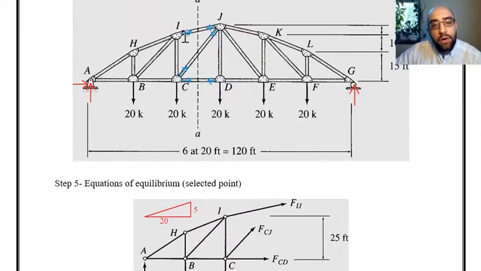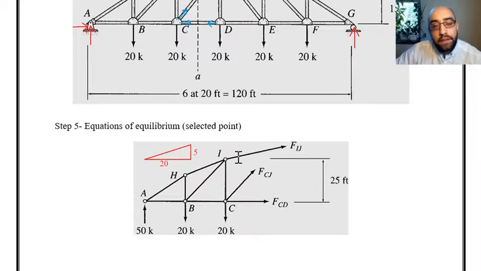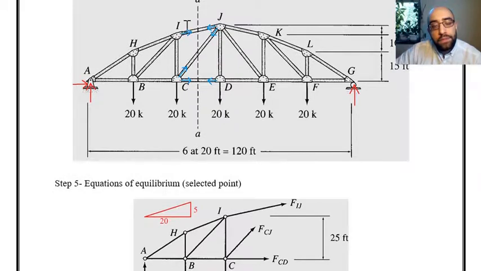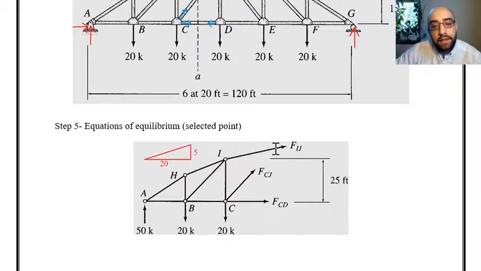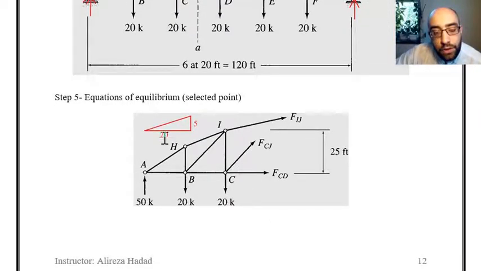And I'm going to assume all of these members are carrying the load in tension, IJ, CJ, and CD. That's why the forces that I'm applying from these members at the joints are toward the members. I just assume these members are in tension. That's why the forces that they apply to the joints are in these directions. And now I'm going to look at just this portion of the truss. And as you can see, the unknowns that we have over here are Fij, Fcj, and Fcd.